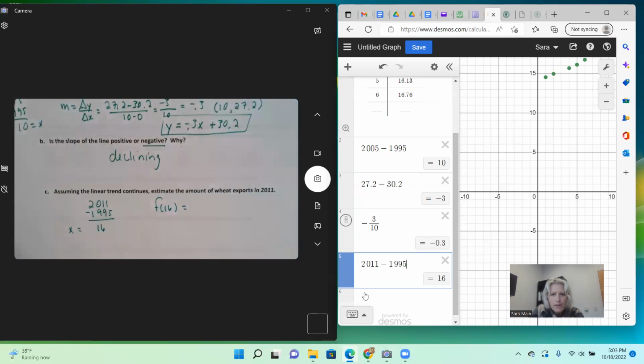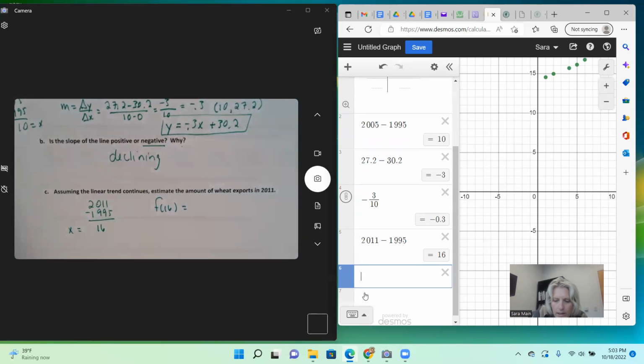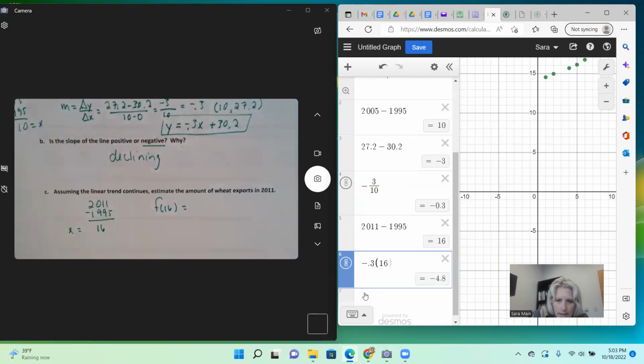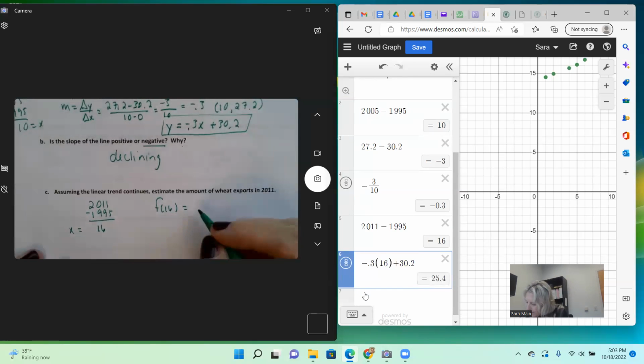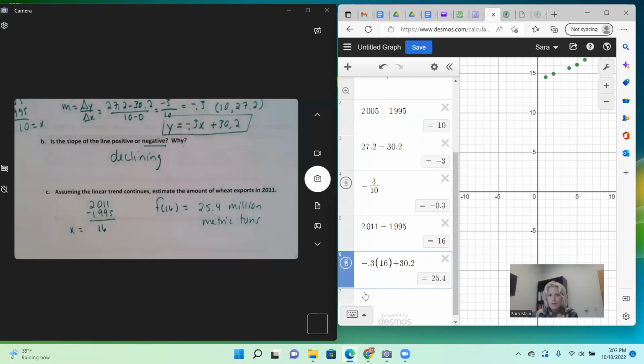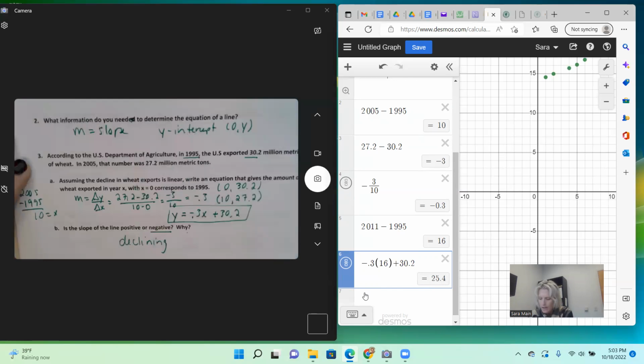So I can put that into my equation over here in Desmos. I can say negative 0.3 times 16 plus 30.2. So there should be 25.4 million metric tons. And that's question 3C.